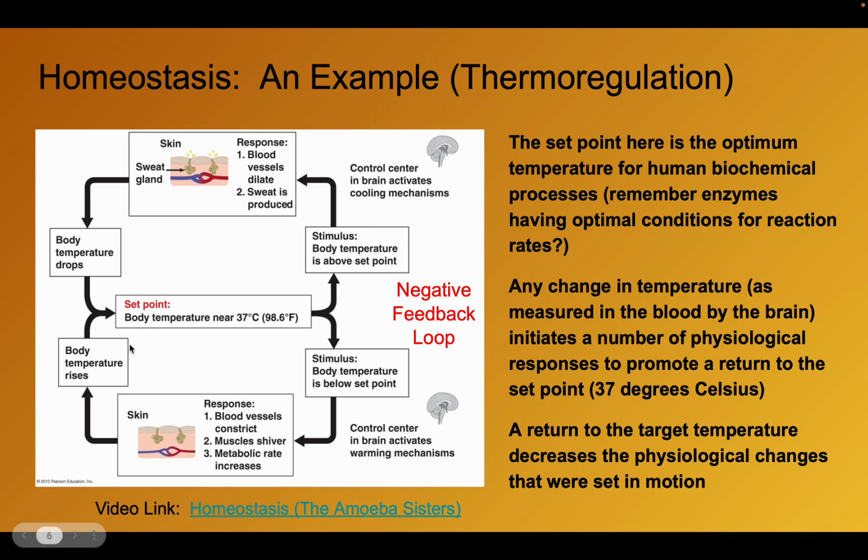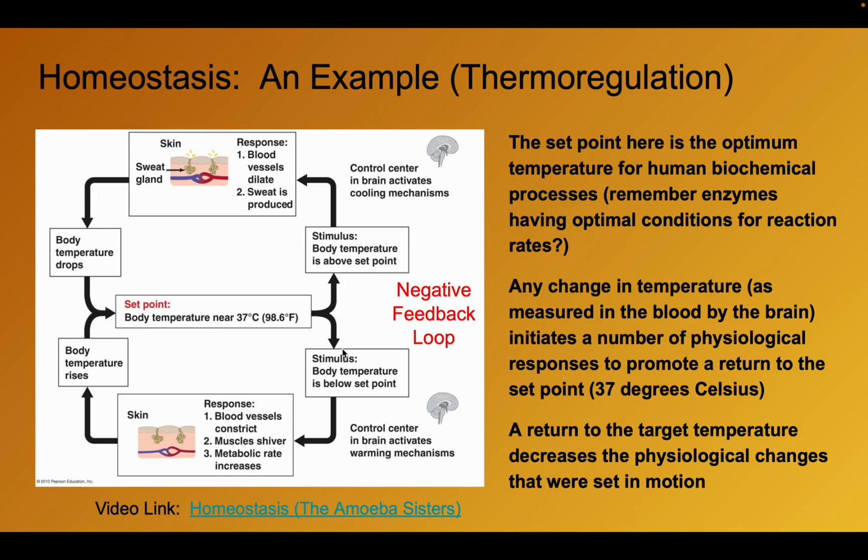And so here's the example of thermoregulation. You can see the specific changes that take place when the temperature increases. Blood vessels dilate or increase in diameter. Sweat is produced. These are all changes that will facilitate rapid cooling by evaporation at the surface of the body. Then the body temperature drops and we're back to the set point.